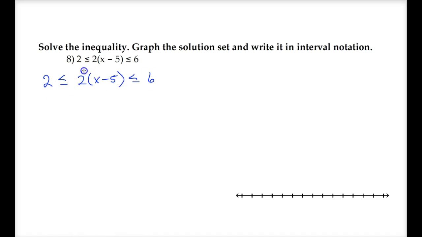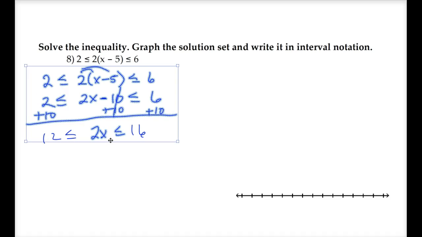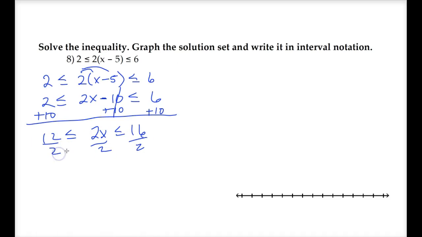So to solve this, the first thing that we need to do is distribute 2 to both terms here. So that'll be 2x minus 10. And then we need to add 10 to both sides. That cancels to 0. 6 plus 10 is 16, and 2 plus 10 is 12. And then to get x by itself, we just divide both sides by 2.